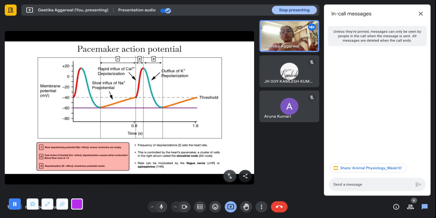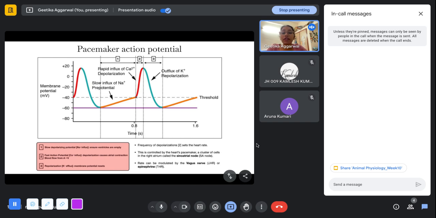So this influx of sodium is a very slow process, and by this slow influx of sodium, the cell is getting depolarized because the potential in the cell is now increasing, it is getting less negative. Once the cell reaches minus 40 millivolts, that is a cue for the calcium channels to now open up. These calcium channels, which are voltage gated, now open up and there is a rapid influx of calcium.